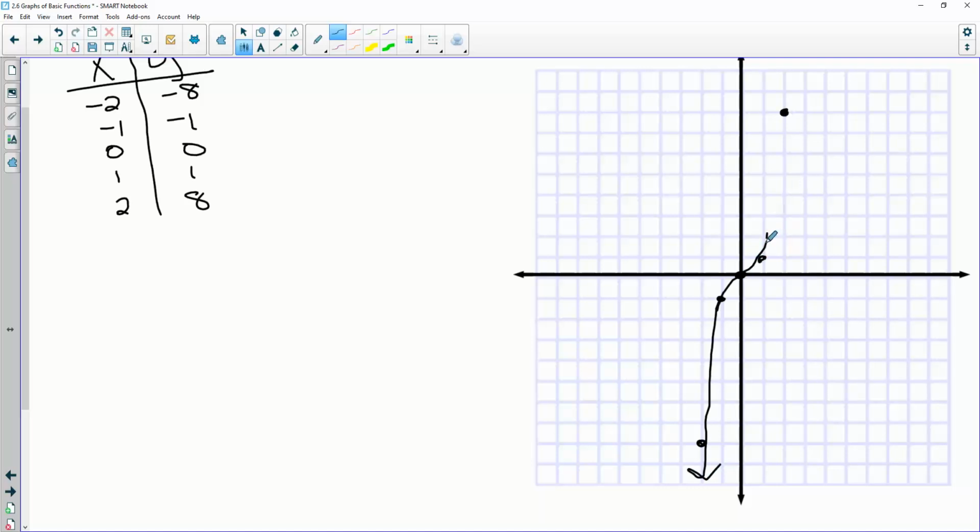Like that chair. You guys remember seeing this one before? Good. If I asked, what's your domain? What's the range?